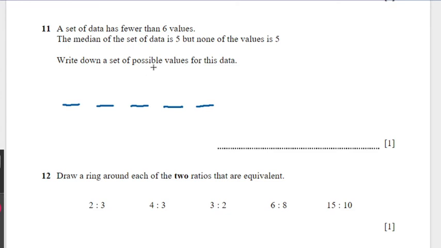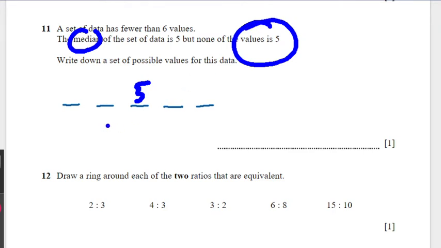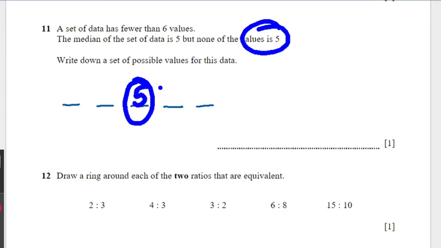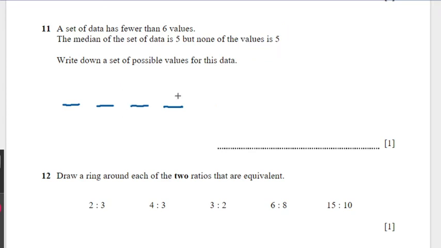So here, in order to get the median, you must put 5, but we cannot, because none of the values is 5, so we can't put 5 values here. Because if you put 5 values, the median is exactly in the middle here. So in order to get a median of 5, you must write 5, but we can't write 5. So we reduce the number of values, maybe 4, let's say. So now the median is in the middle here.